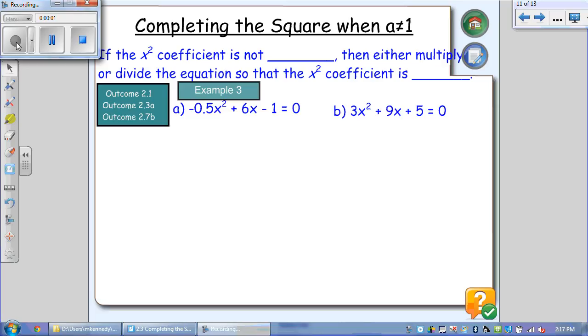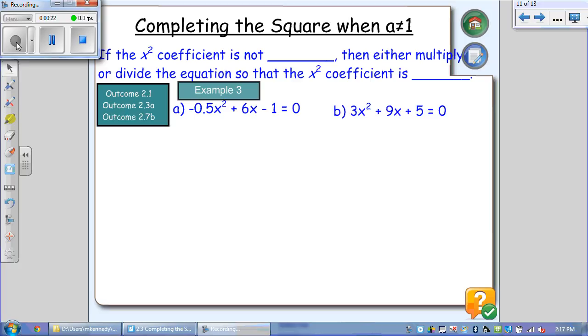When do you complete the square? When you can't diamond method factor it. So if you try to diamond method factor something and you can't, your method to factor it is to complete the square. That's when you use it.